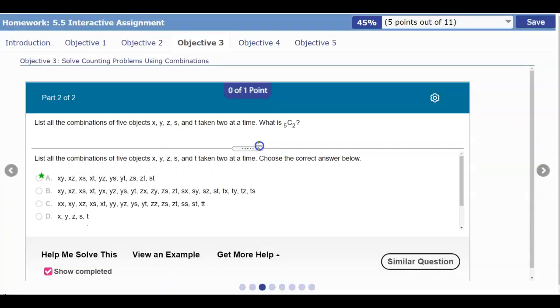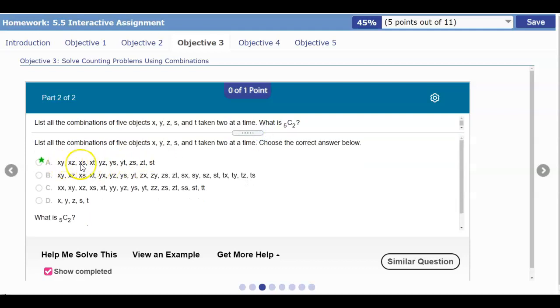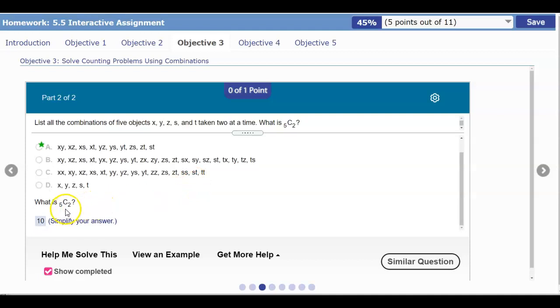So if we take a look at our results, we can see that this represents our list of combinations, and then when we found the combination of 5, 2, we end up getting 10 for our result.